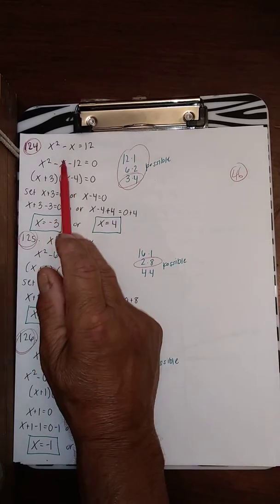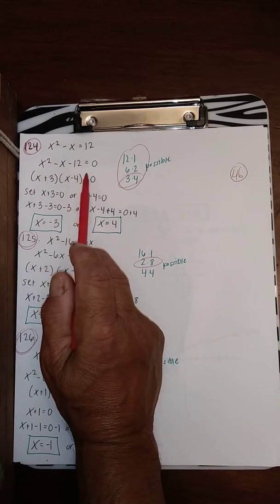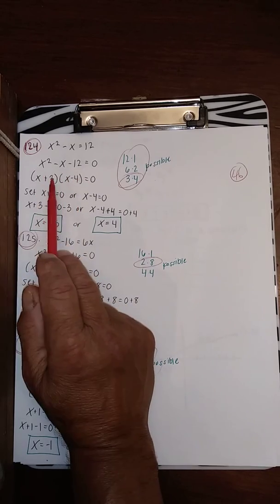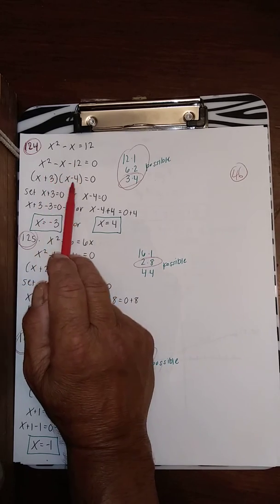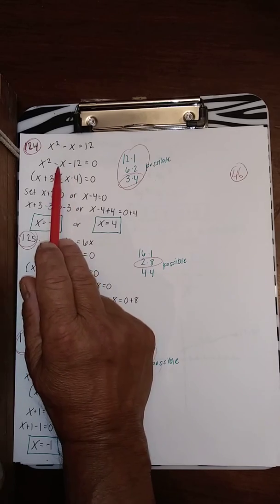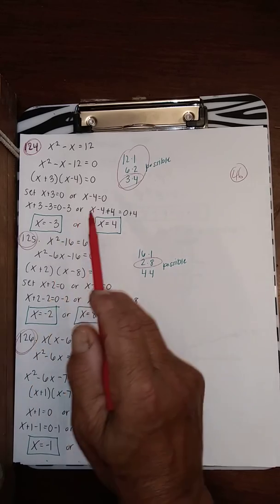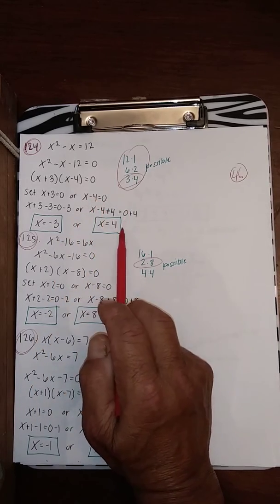x squared minus x equals 12. Bring it over. So we have these numbers here maybe. x times that, x squared, minus 3 times that, minus 12. 3 minus 4 is negative 1, yep. So x plus 3 equals 0. Minus 3, there's an answer, minus 3. x minus 4 equals 0, plus 4, is x equals 4.